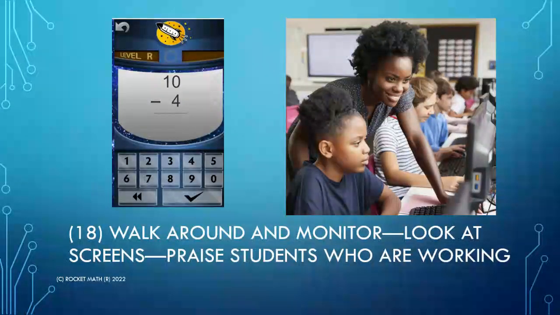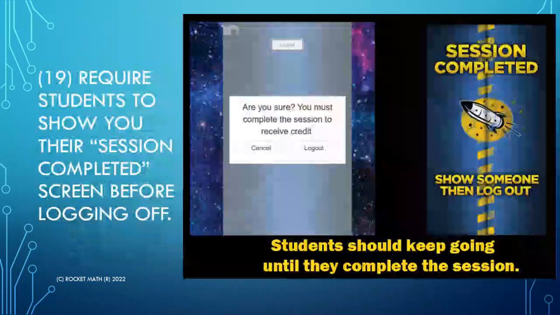Number 18 is to walk around and monitor and look at screens while they are working. You want to know everyone is working and be sure to publicly praise those who are. They should be listening with earphones to the corrections and to the praise and encouragement they get from the game. So be sure everyone is listening. If they keep working, they cannot help but learn their facts. So your job is to encourage them to keep working the whole time.